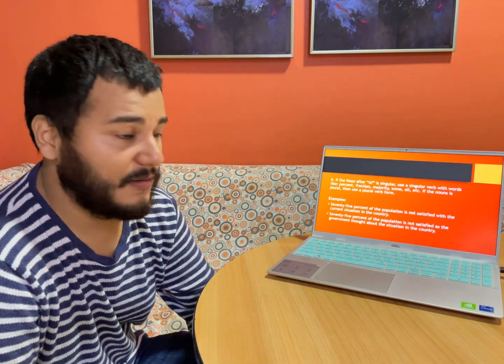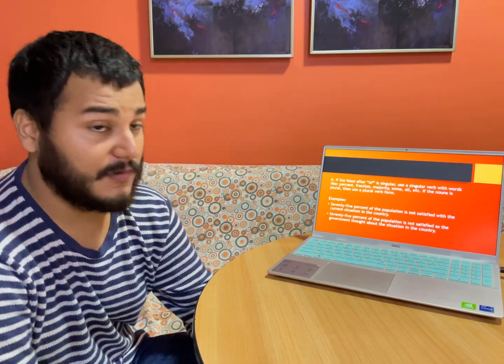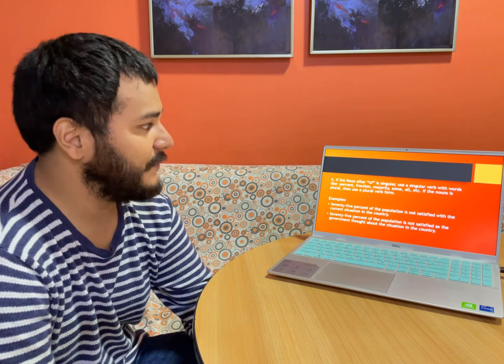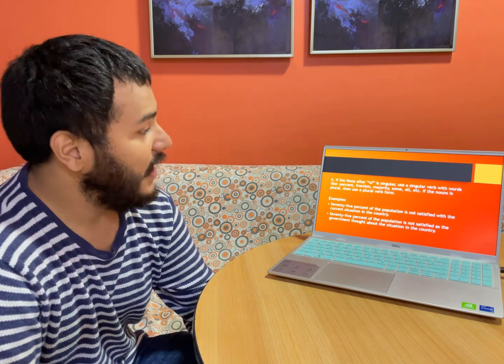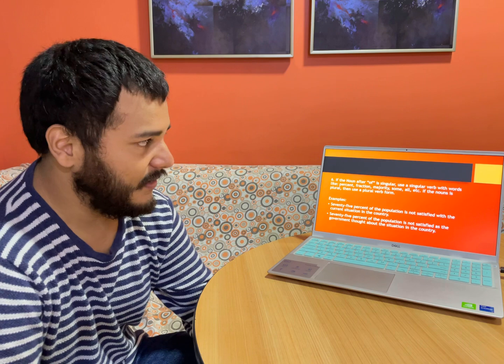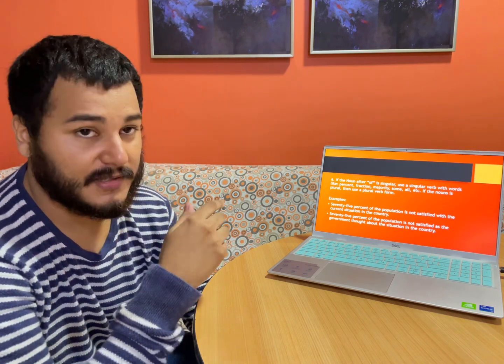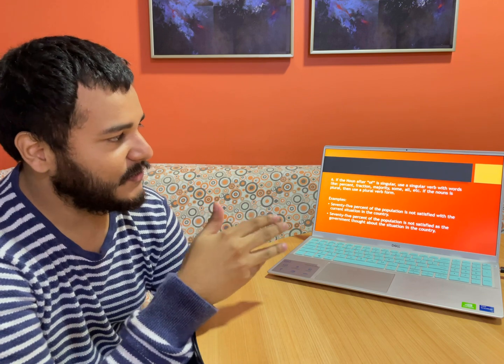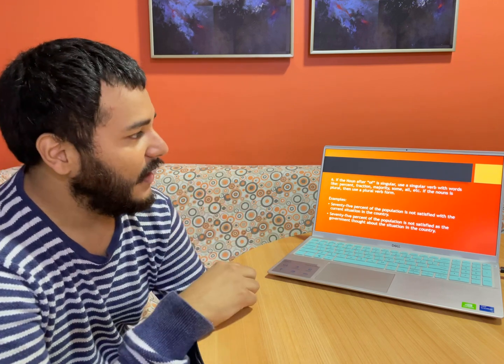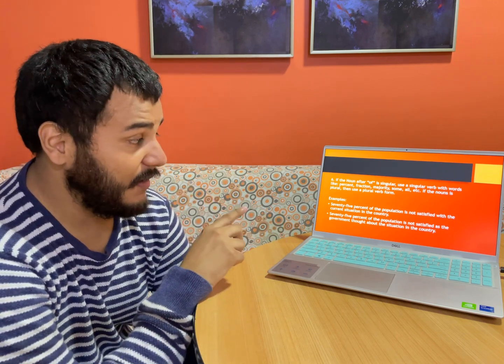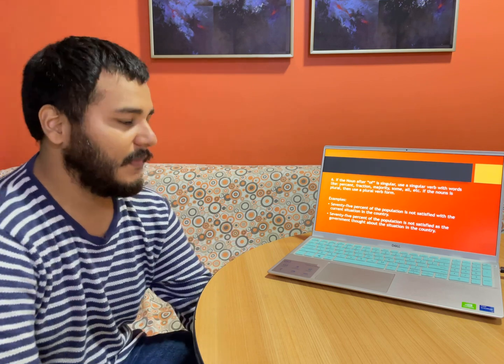For the last of the rules of agreement of syntax, we have rule number 6. That is, if the noun after "of" is singular, use a singular verb with words like percentage, fraction, majority, some, all, etc. If the noun is plural, then use a plural verb form.